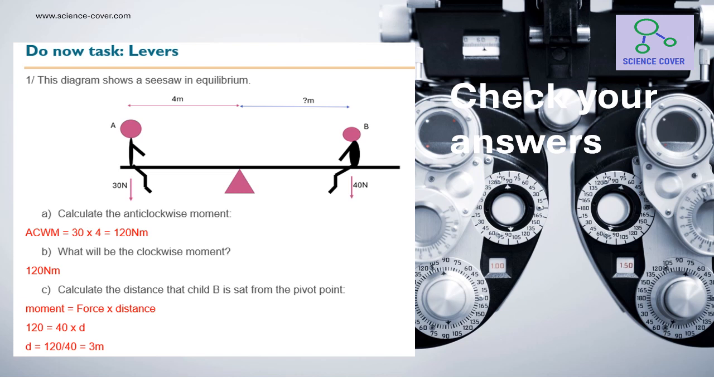Part B, what will be the clockwise moment? Well, this seesaw is in equilibrium, so the clockwise moment will also be 120 newton meters. Calculate the distance that child B is sat from the pivot point. So we know that the moment is equal to the force times the distance from the pivot. We know that the clockwise moment must also equal 120 newton meters. So we can say 120 equals 40, which is the force of the boy, multiplied by the distance. So if we rearrange this, the distance is equal to 120 divided by 40, which equals 3 meters.